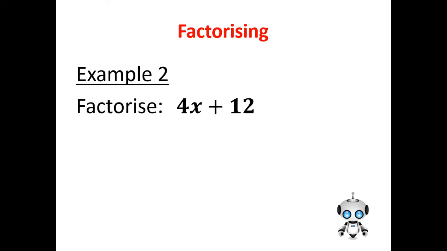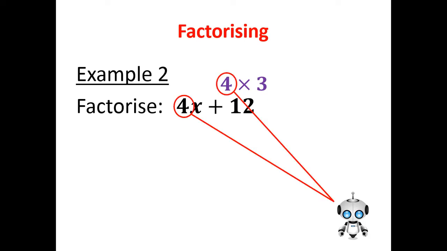Example 2, factorise 4x plus 12. Well, we know 12 can be made up of 4 times 3. So both parts of this expression have a common factor of 4. So we're going to take 4 out the front of the brackets.